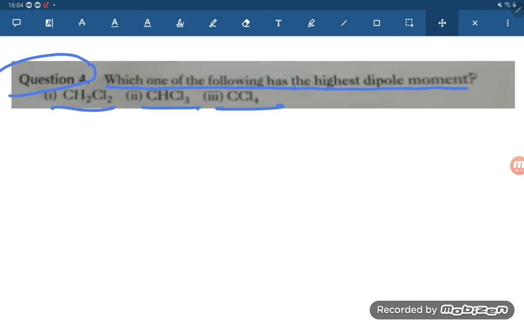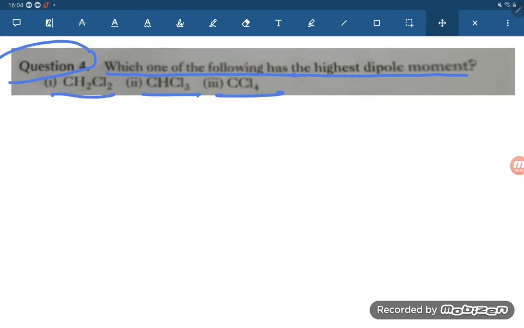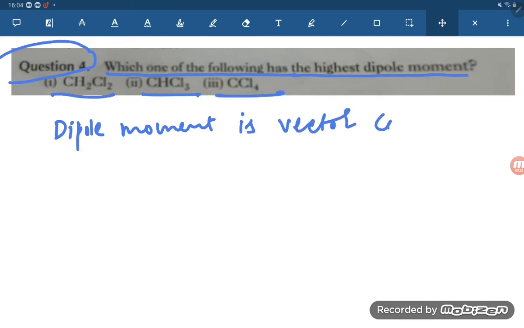Dear student, highest dipole moment. So how can you calculate? So student, dipole moment, if you talk about it, is a vector quantity. It is a vector quantity. So how can you calculate this vector quantity?